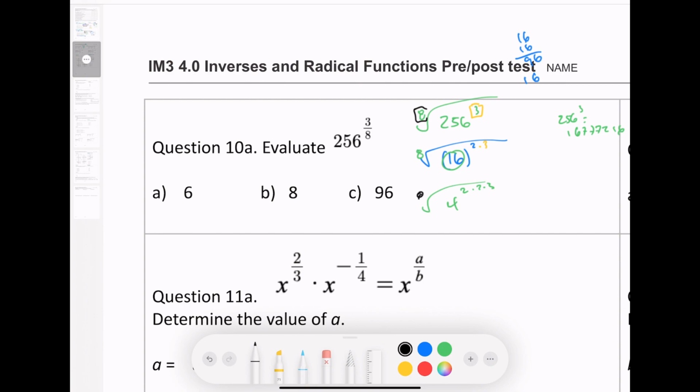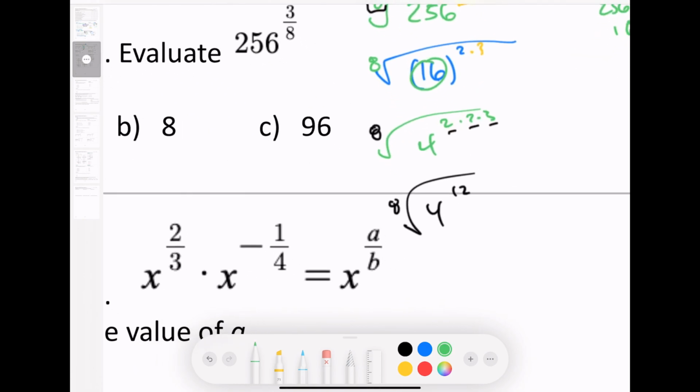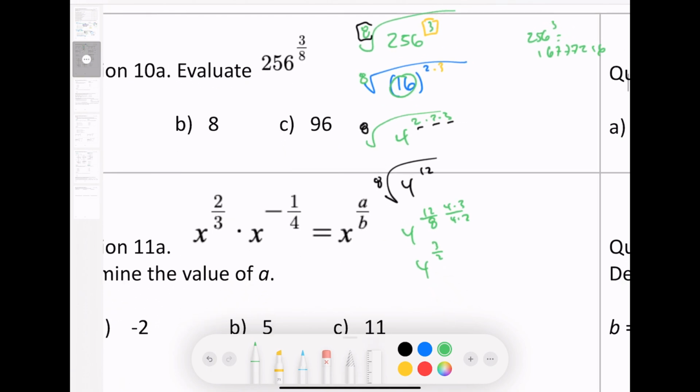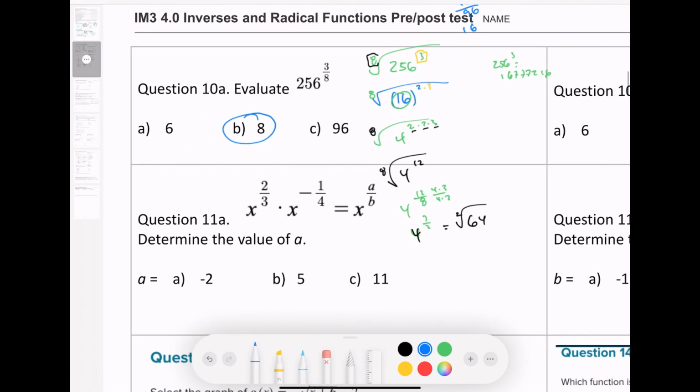Okay, so if I multiply these, I'm going to get 4 times 3 is 12. And then I have something I can work with. So I can put it back as 4 to the 12 divided by 8. And that gives me 4 to the third divided by 2. So that is really 64. 4 to the third power, 4 times 4 times 4 is 64. And then that would just be 8. Took longer than I wanted, but I got the answer.